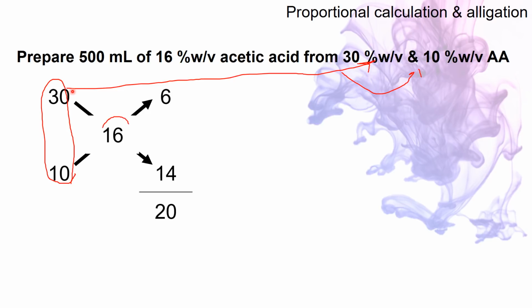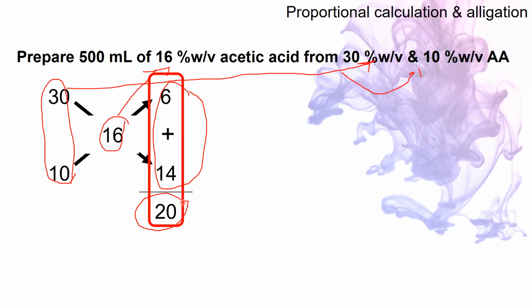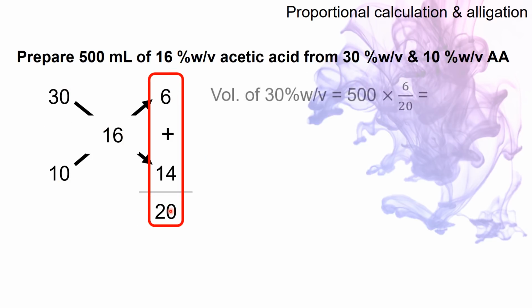But remember that on the left panel are always your original or initial solutions, and at the center you have the final or intermediate concentration, and on the right panel is the subtraction of the numbers on the cross, regardless of the size of the number. So in this case, 10 minus 16 you get 6, and 30 minus 16 you get 14. Another step is to total up the numbers on the right panel. 6 plus 14 gives 20.